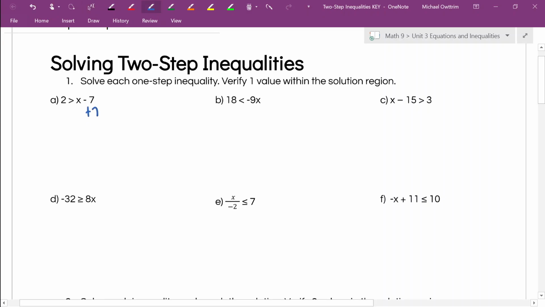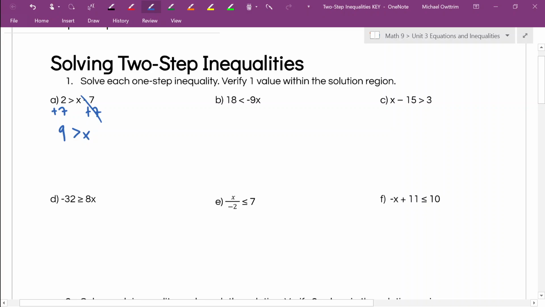The opposite of subtracting 7 is adding 7, and just like an equation, what we do to one side, we do to the other. So our minus 7 and our plus 7 cancel out. We do still have our x on the right side. We have our inequality symbol still, and our 2 plus 7 gives us 9. This is going to be our solution to our inequality, and we always read that from the x side. So we're going to say x is less than, the small side, 9.